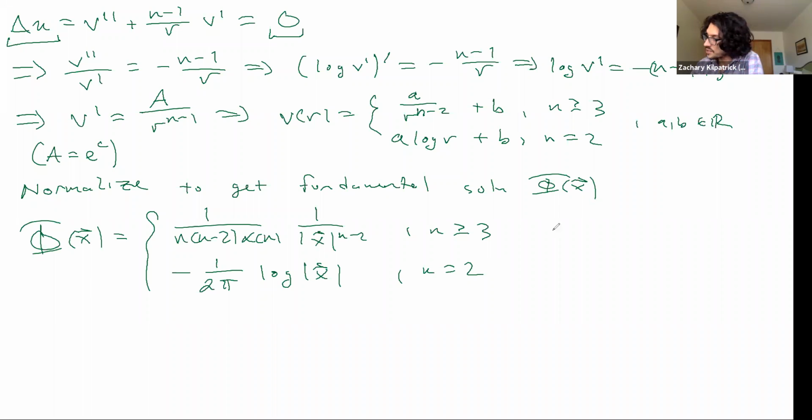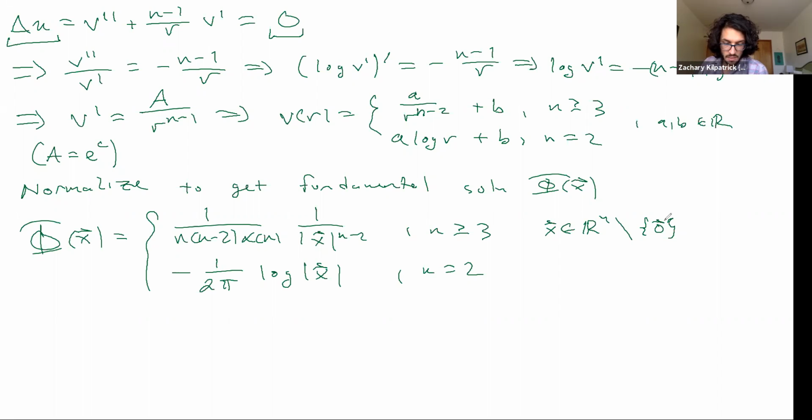So where is this defined? It's defined everywhere on Rn, except, of course, as you expect, where we get this singularity at the origin. So just like the heat equation had this singularity at the origin, we get it here. You can think of this as sort of a kernel that we'll be able to convolve things with in order to get solutions to boundary value problems and Poisson's equation, which is sort of the inhomogeneous version, okay?